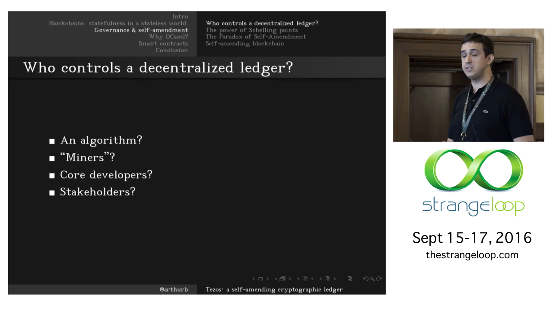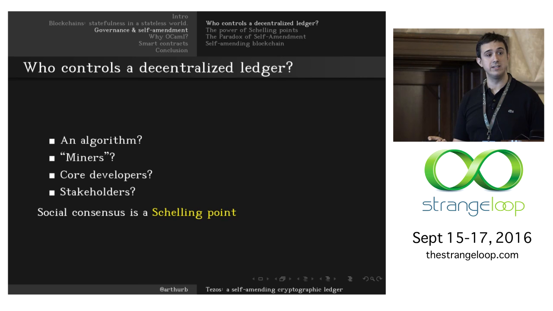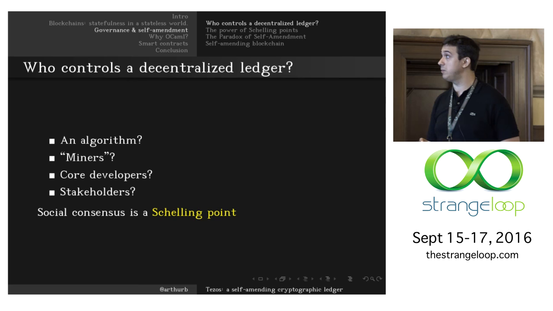So the consensus that ends up mattering is actually a social consensus. It's a Schelling point. This idea of saying, what is this blockchain to me, what the canonical version of it is to me, is what I expect other people are going to find the canonical version to be. A brief explanation on what Schelling points are.